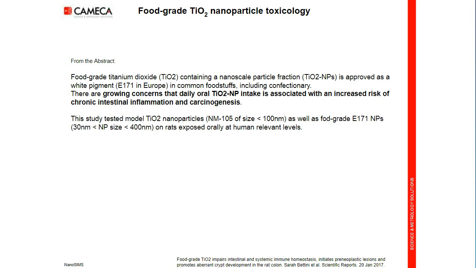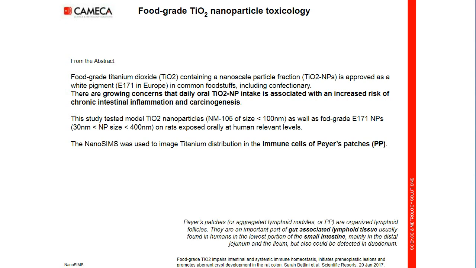So this study has been based on model small nanoparticles, NM105, and the food grade E171. Rats were exposed orally at human relevant level. Then the NanoSIMS was used to image titanium distribution in the immune cells of Peyer's patches. For those non-specialists, Peyer's patches are lymphoid follicles in the small intestine.